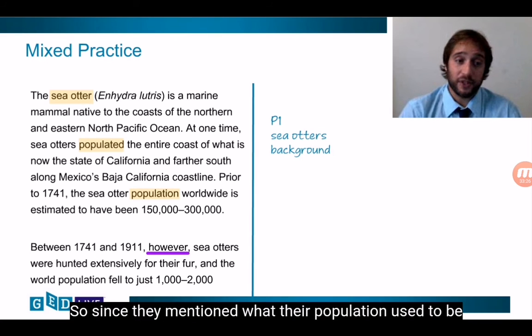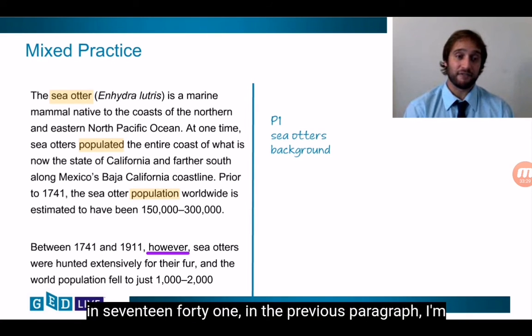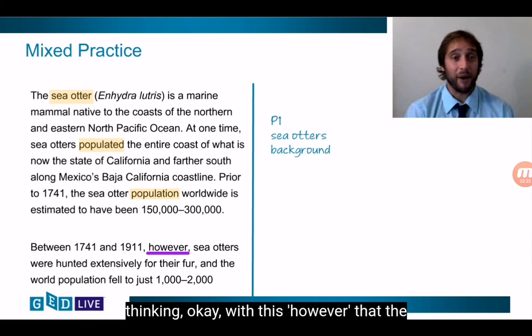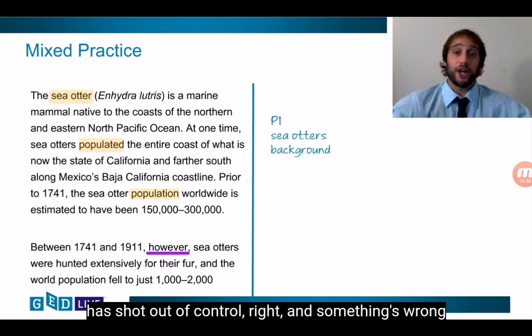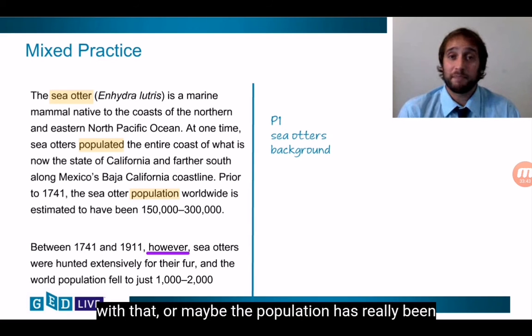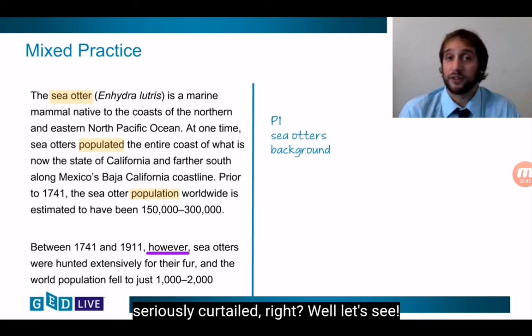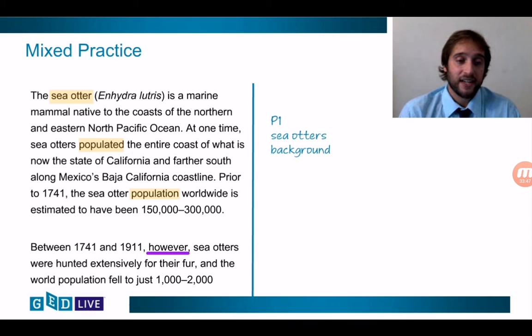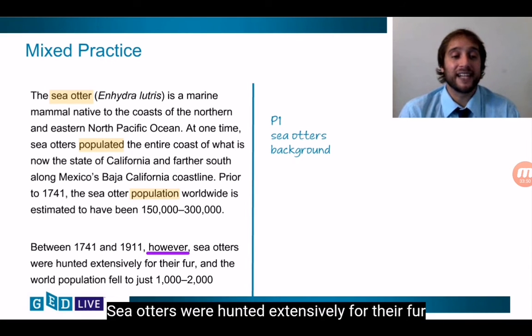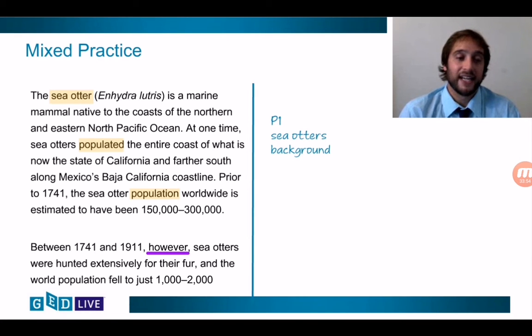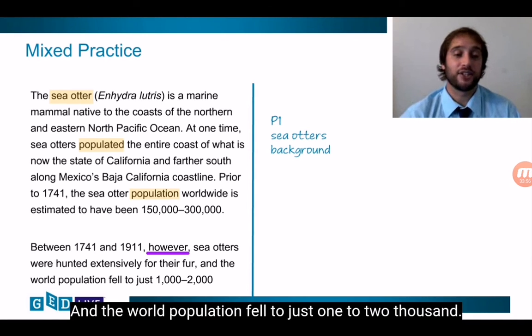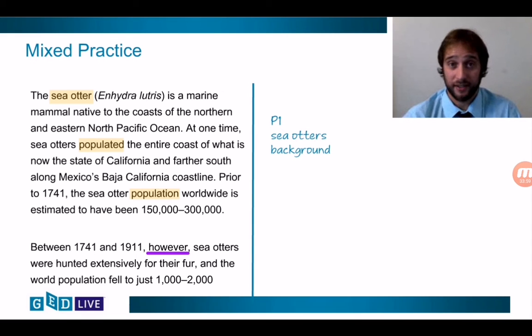So since they mentioned what their population used to be in 1741 in the previous paragraph, I'm thinking, okay, with this however, that the population has changed. Either the population has shot out of control, right, and something's wrong with that, or maybe the population has really been seriously curtailed, right? Let's see. Sea otters were hunted extensively for their fur between 1741 and 1911. And the world population fell to just 1 to 2,000.